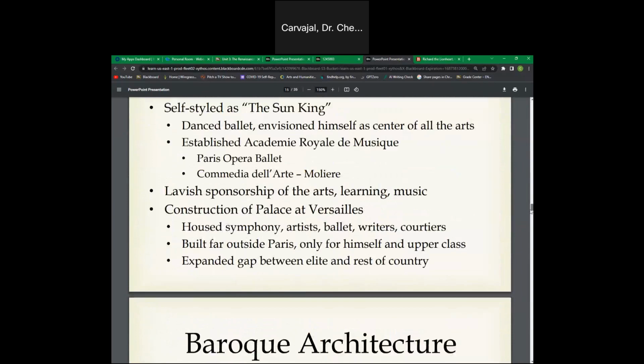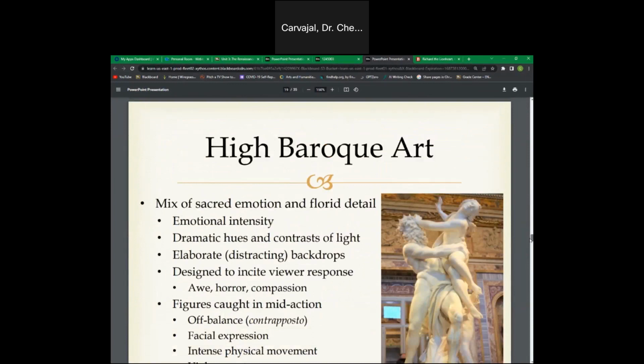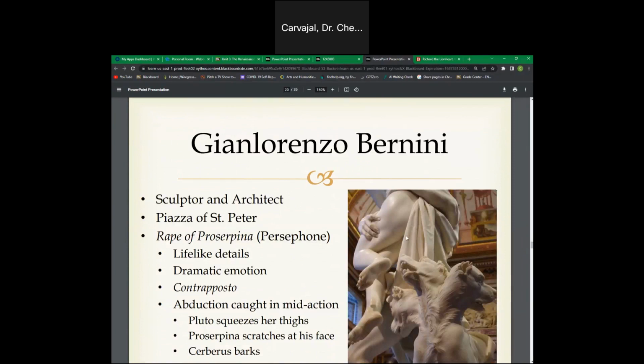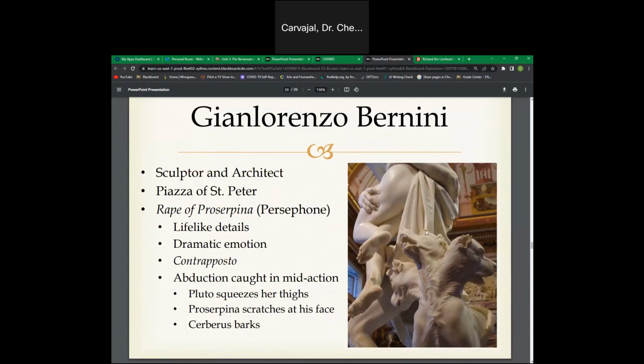So this is the Rape of Proserpina. And then we get to another Bernini sculpture. You can see, there's the other picture. You can see his hands pressing into her thighs, but it's so realistic. Her feet are realistic. Even the three-headed dog Cerberus is realistic. And it's meant to capture both the action of her rape, but also abduction, which is what rape meant back then. Of course, usually it involved the other stuff too, don't get me wrong.